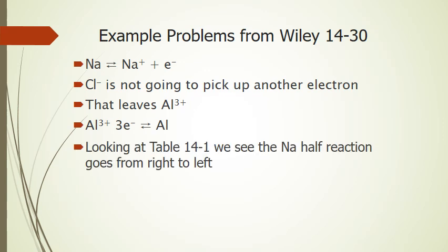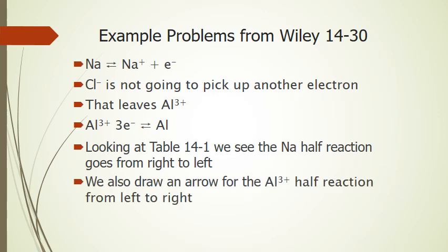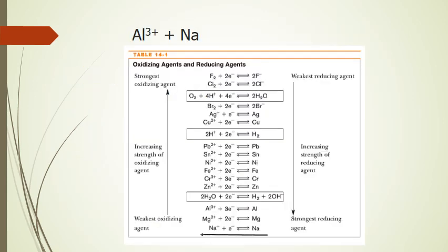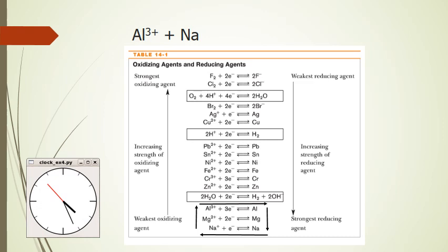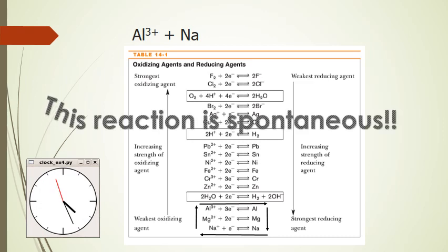The sodium half reaction goes from right to left, and the aluminum half reaction goes from left to right. Let's look at that on the table. There's our sodium, on the bottom there, going from right to left. 2 above that is the aluminum, going from left to right. Connect the arrows head to tail, and we have clockwise motion. That is a spontaneous reaction.